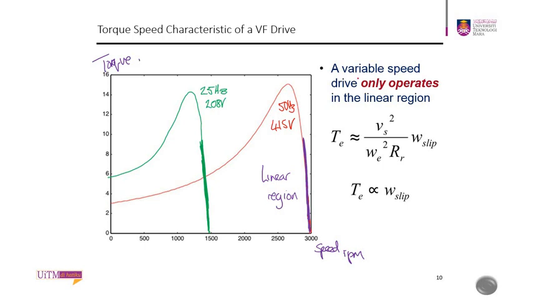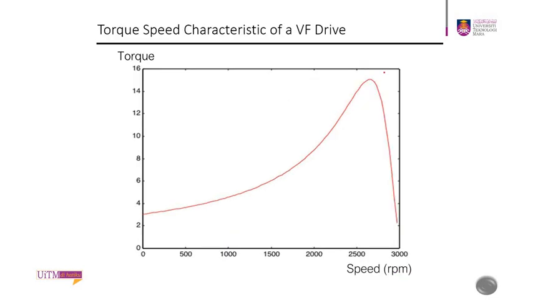So a variable speed drive only operates in the linear region. And you can see of course the torque region. If you have some slip here, less than maybe 1480, you can achieve higher torque. So yeah, you have the torque to speed characteristic, where the ideal condition will be during this region.